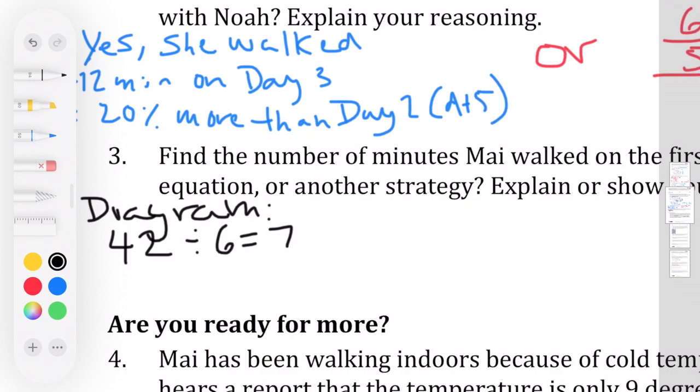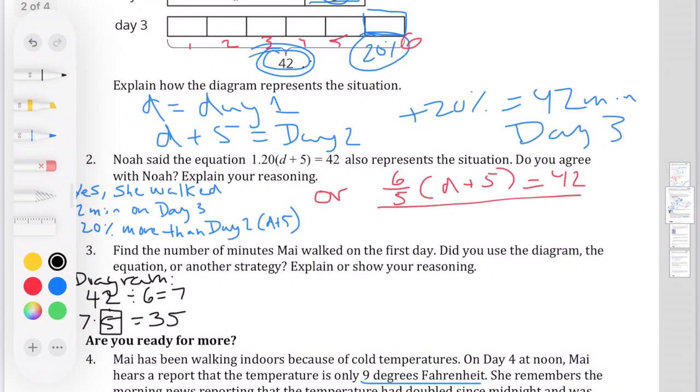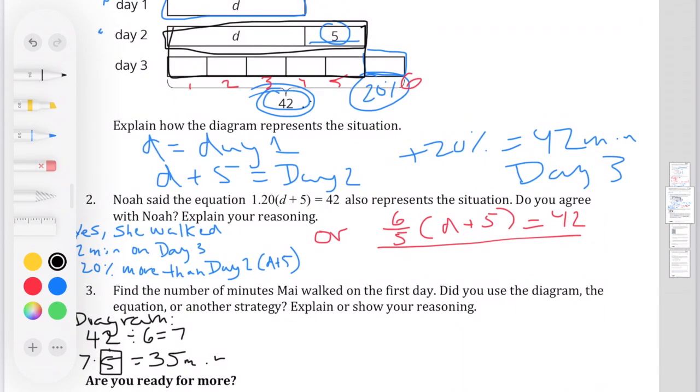And of course, 7 times 5 equals 35. Why did I multiply it by 5? Well, technically, day 2 is right here, and there are 5 boxes that encompass day 2. So I just multiplied it by the 5 boxes that represent day 2, and that's how I got that day 2 is 35 minutes. Once I have the 35 minutes, I know that I walked 5 less minutes in day 1, so I take my 35, I subtract 5, and I get my 30 minutes.